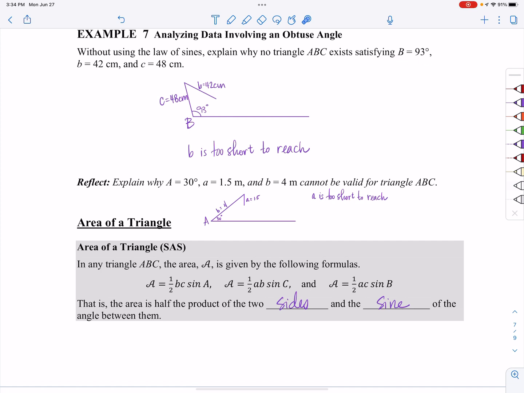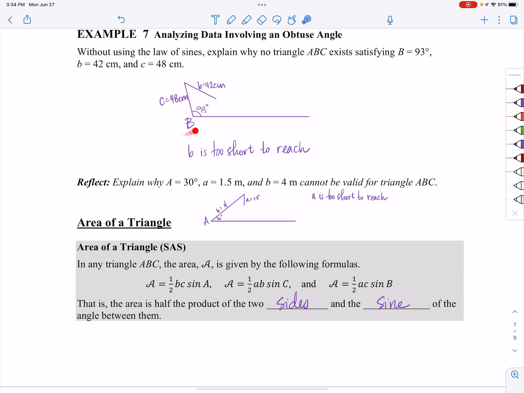Notice that's obtuse. And then I've been given two sides. So this is an SSA triangle, but this is an obtuse option. It told me I couldn't use the law of sines, which, by the way, if I did use the law of sines, I would get an error in my calculator. But if I don't use the law of sines, I just simply drew it out.